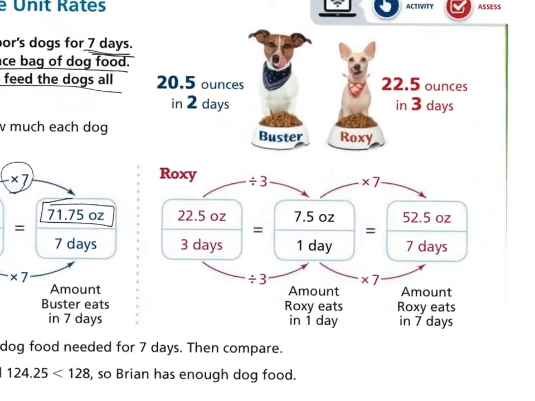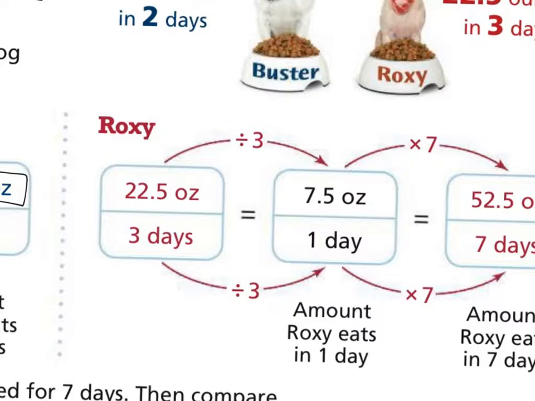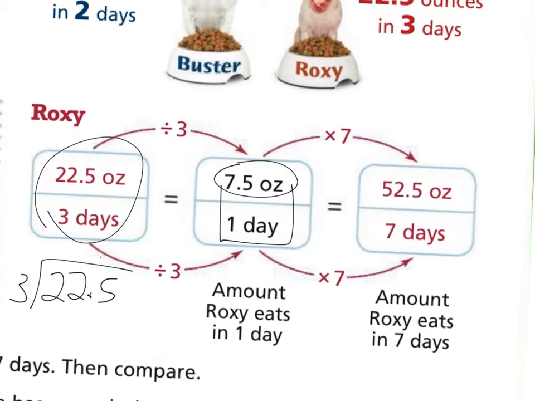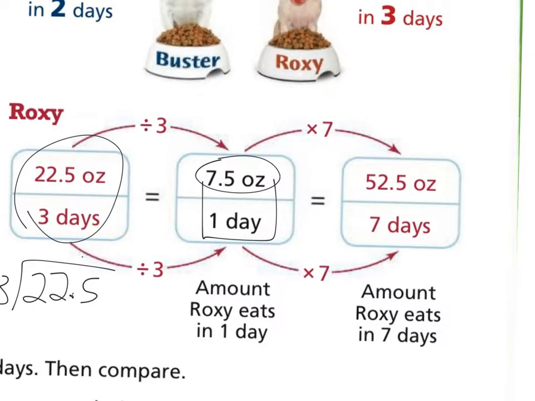Roxy, basically the same idea. We know for 3 days. So if we just divide this out, 22 and 5/10 divided by 3, you'll get 7 and 5/10 ounces per day. That'd be for 1 day. We want to find for 7 days, so we will multiply that by 7 again. And that would be 52.5 ounces.